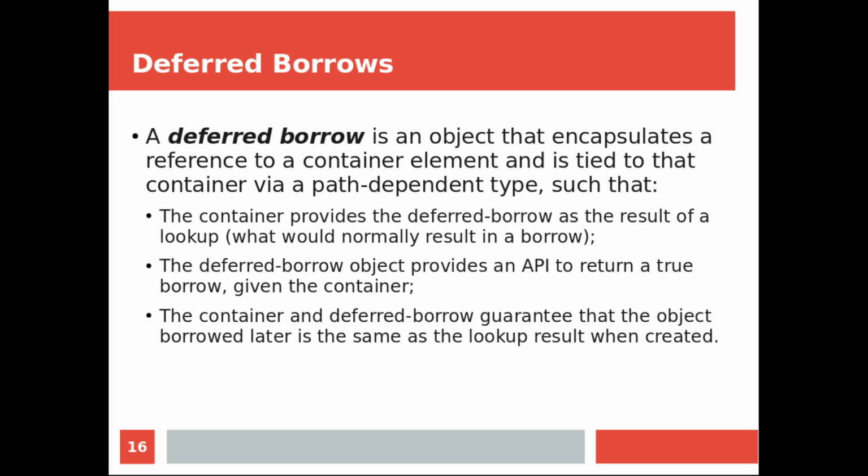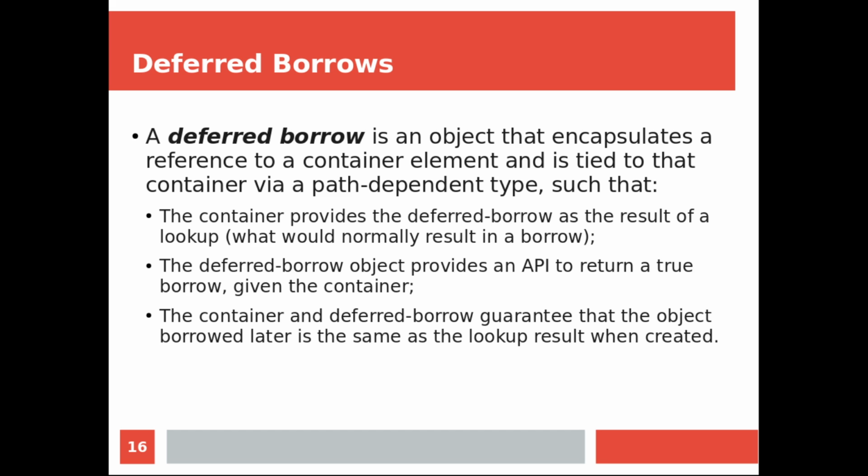So, to generalize and formally define it, finally, a deferred borrow is an object provided by a container that encapsulates a reference to an element. It comes from a lookup API, where we would otherwise expect to receive a true borrow in return. In turn, it provides a way to convert to a true borrow given the original container. The implementation guarantees that the object eventually borrowed is the same as at lookup time.